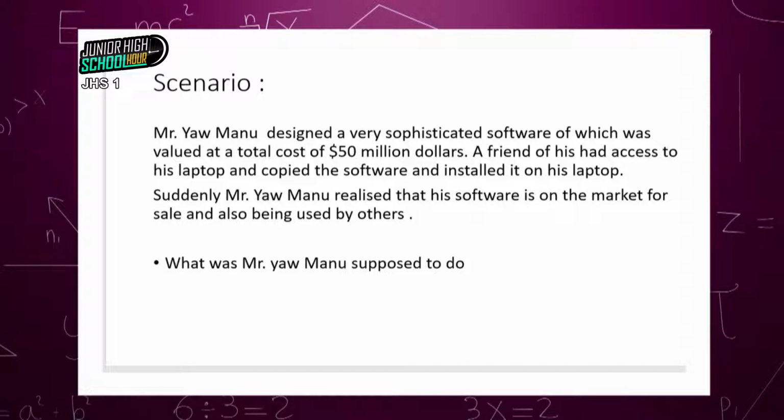What do you think was wrong, or what do you think Mr. Yao was supposed to do? Now, this topic is going to look at some of these issues, and at the end of our lesson, I will ask you what Mr. Yao was supposed to do. And if you are in Mr. Yao's shoes, how do you think you would feel when this happens to you?